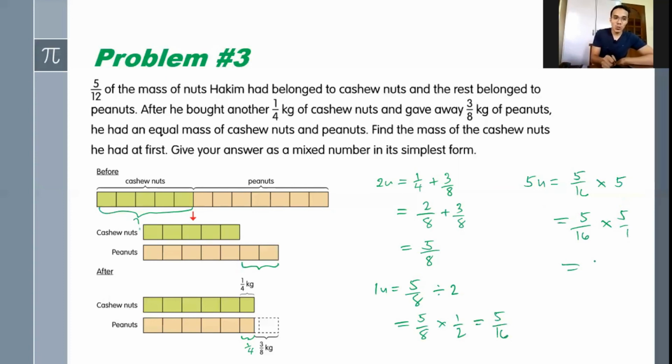5 times 5 is 25 over 16, and 25 over 16 in mixed number form is 1 and 9 over 16. Give your answer as a mixed number in its simplest form. This is already the mixed number in the simplest form. Therefore, the mass of the cashew nuts at first was 1 and 9 over 16, and the unit here is kilogram. This is the final answer.